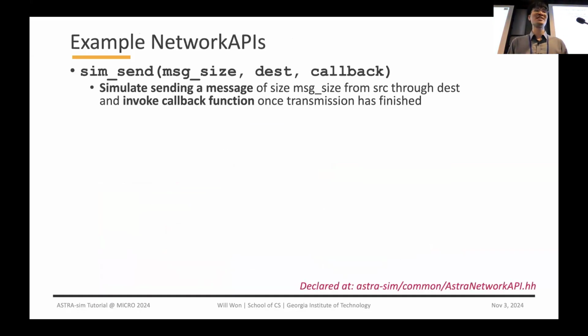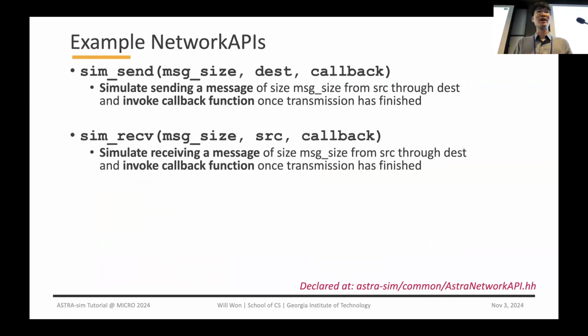Just wanted to discuss how the network APIs are actually being declared and implemented. The most common network API we're using is SimSend. As you can see here, it's saying, can you please simulate sending a packet with this size to this destination and call this callback once you're done, so that the system layer acknowledges this is done and can proceed to the next finite state machine states. The counterpart of SimSend is SimReceive, which is basically saying, I expect to receive a message from this source with this message size. Once you receive this message, please call this callback so that I can acknowledge that.